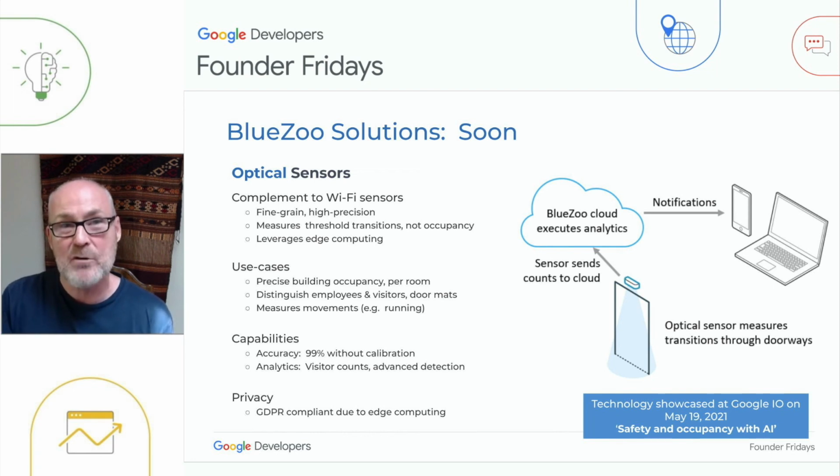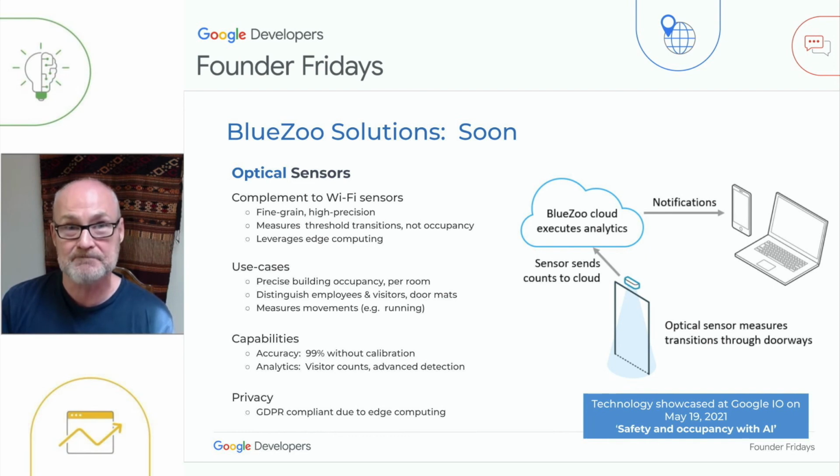There was a joint demo that we did with Google about our use of Google machine learning technologies to develop this optical sensor, and you can see that Google I/O demo on YouTube if you search for safety and occupancy with AI. So at BlueZoo, we're committed to delivering excellent solutions, the industry's best solutions, to our insurance industry customers. Google makes it practical for us to deliver these with much less investment, much more rapidly, and with a better end result.